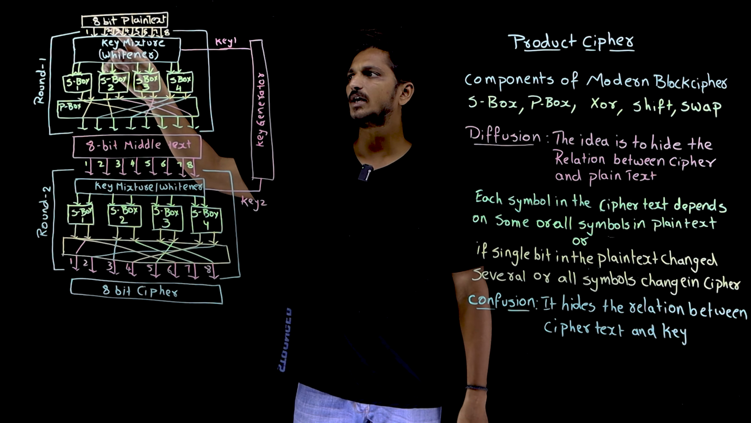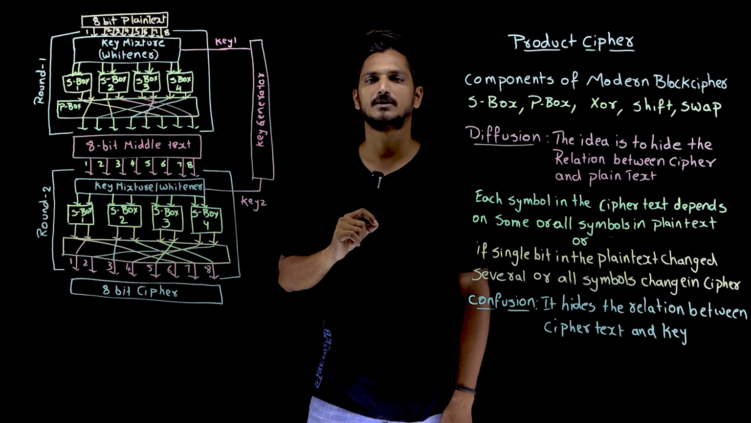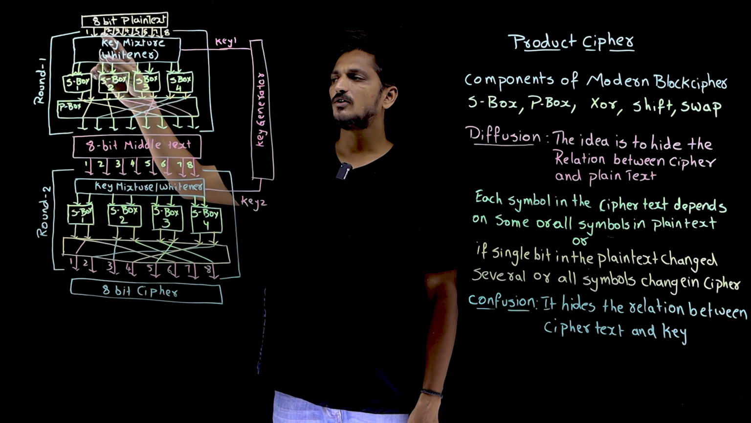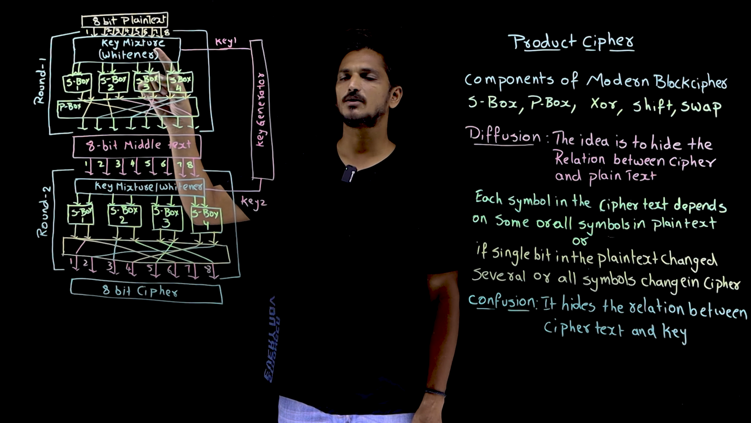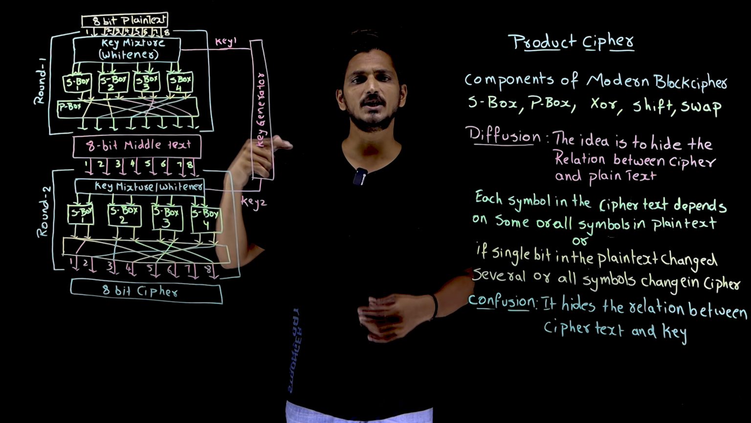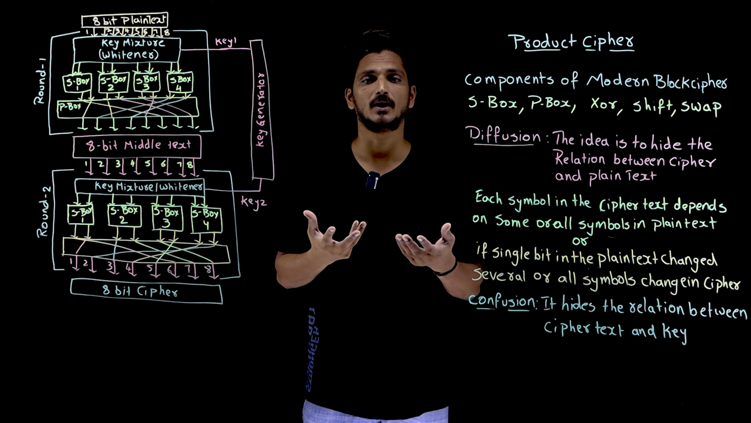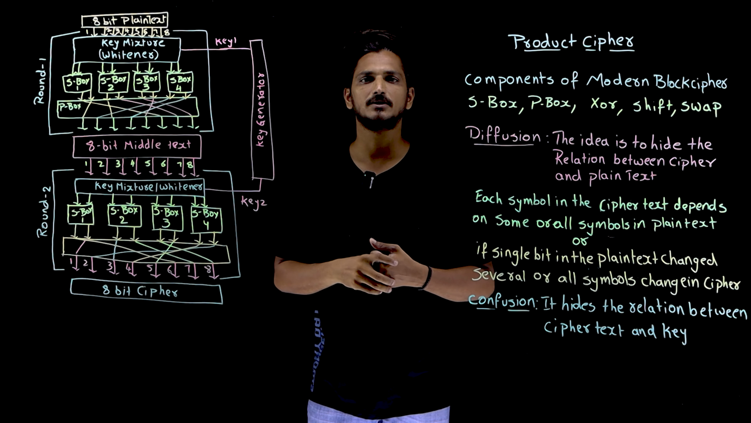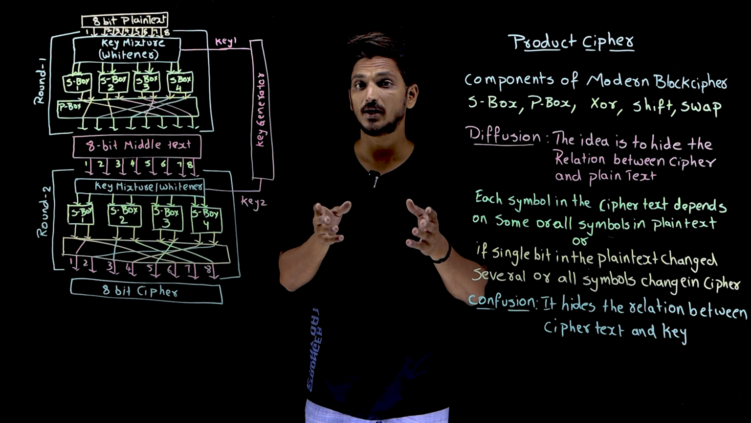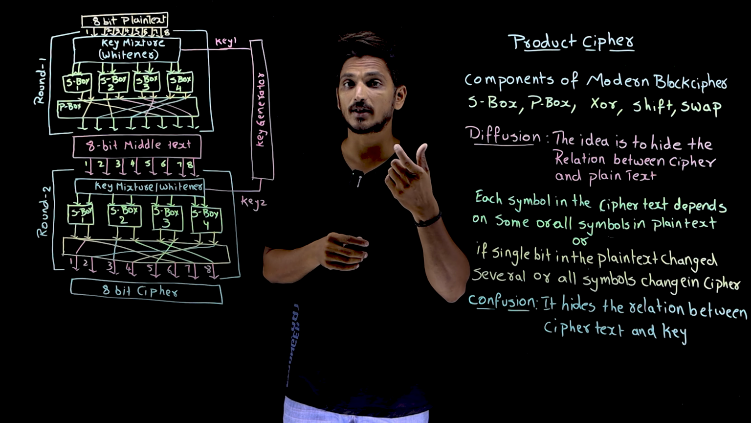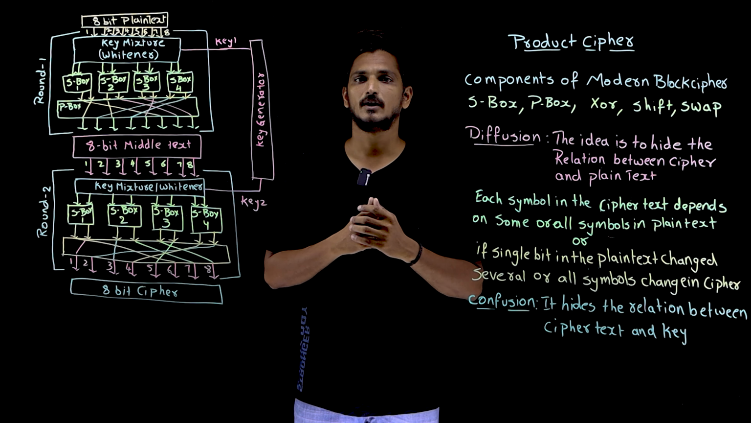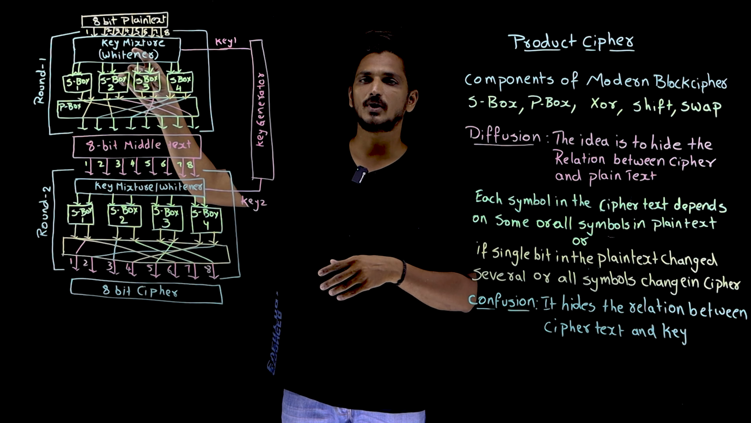See here, if you take the 8-bit plain text, this 8-bit plain text is first sent into the key mixer box. Key mixer box means here you can use XOR operation. Key 1 is XORed with the input bits. In our last classes, we clearly discussed the component of XOR. XOR is providing invertibility.